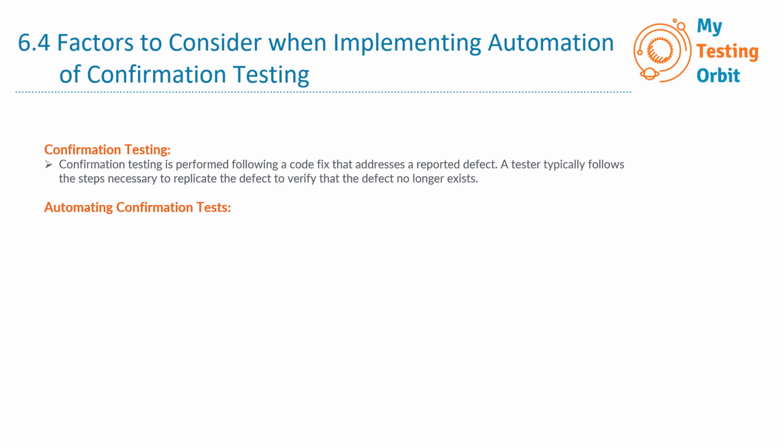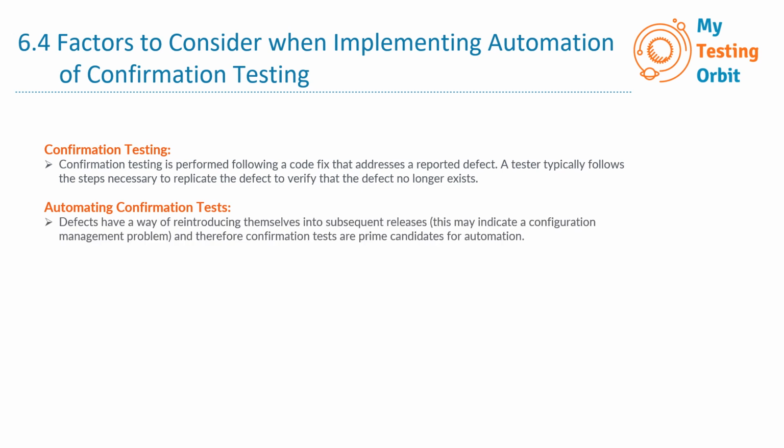Then we have automating confirmation tests. And the first point is defects have a way of reintroducing themselves into subsequent releases. This may indicate a configuration management problem, and therefore confirmation tests are prime candidates for automation.